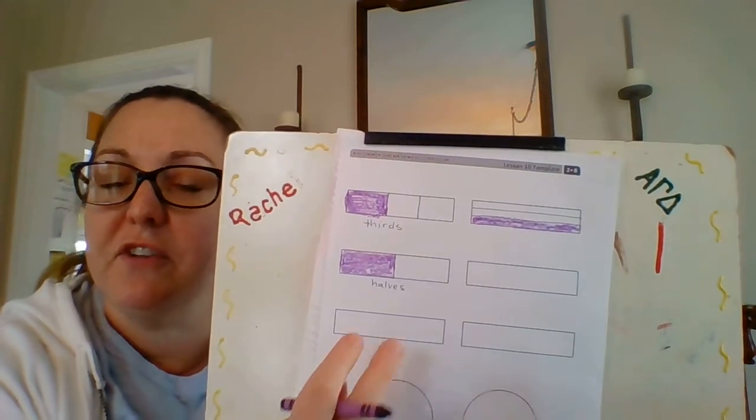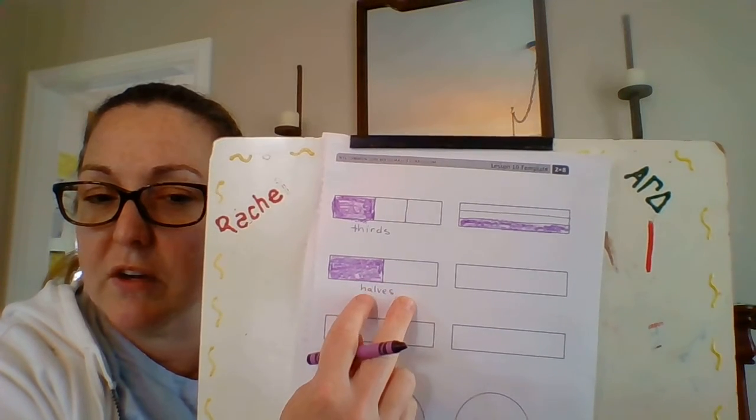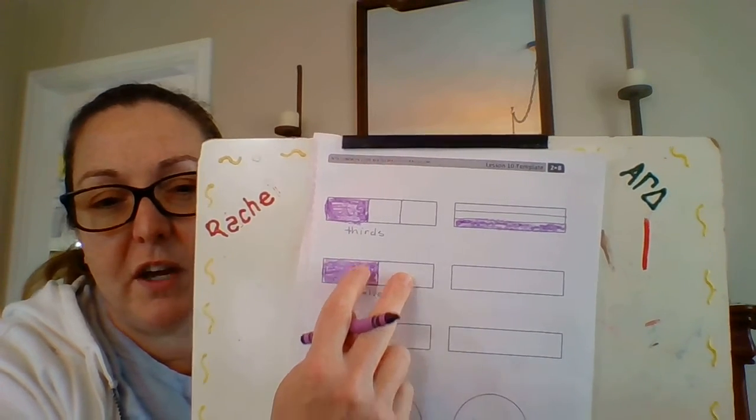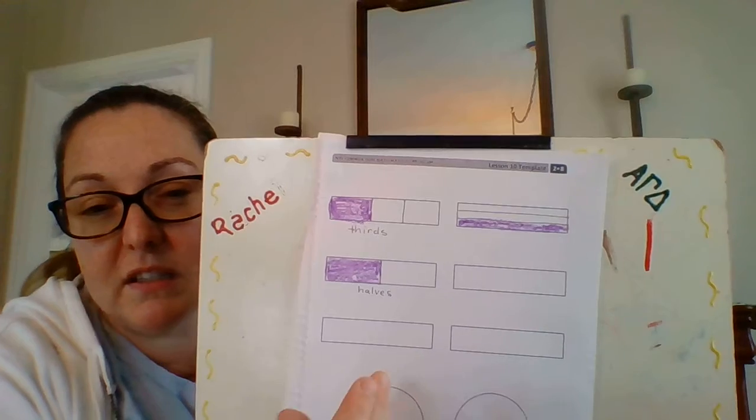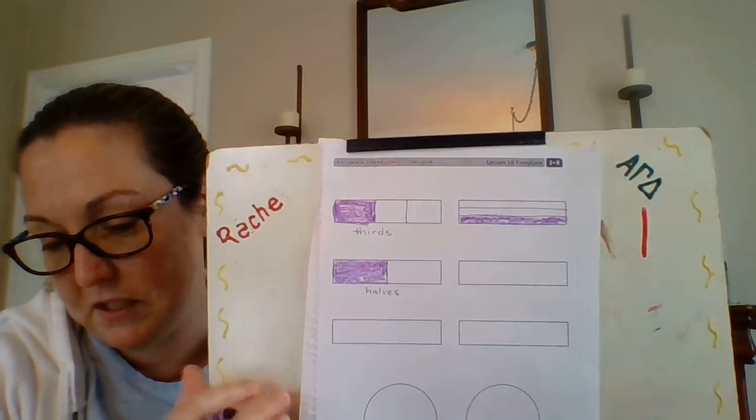You can tell that if you were cutting the same rectangle into two pieces, the pieces are going to be a little bigger than if you cut that same rectangle into three pieces, because there has to be three pieces, so the pieces have to be a little bit smaller.